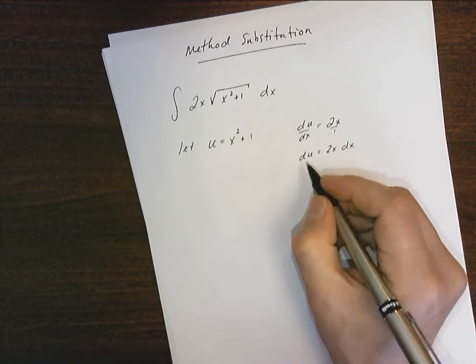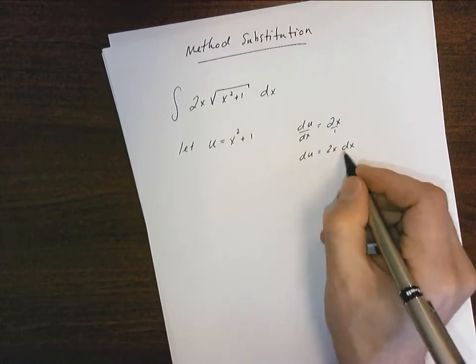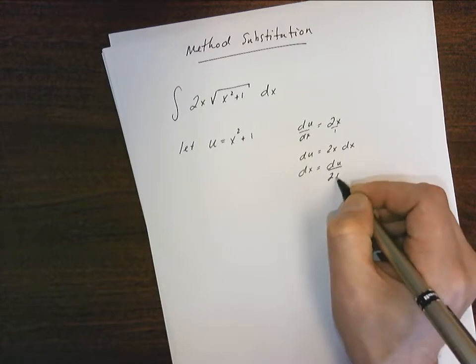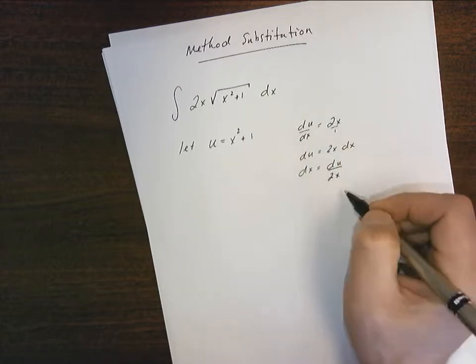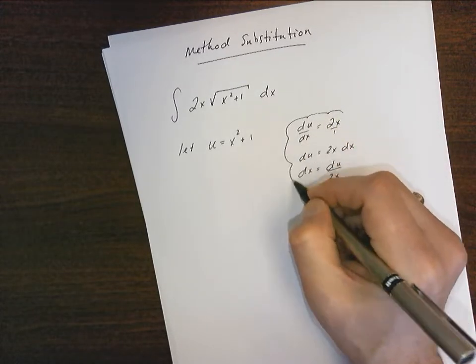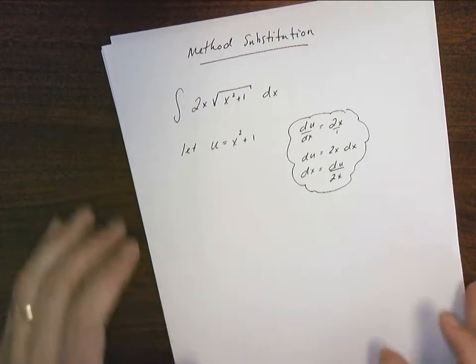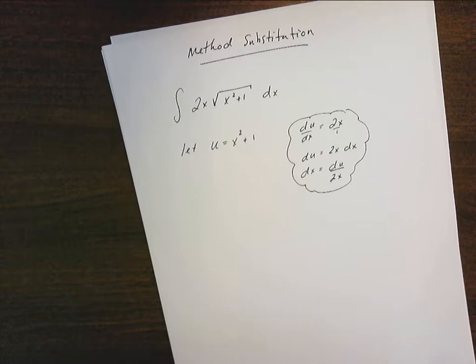The other way I could think about it is rearranging this whole thing. It could be dx equals du over 2x. And again, sort of abusing notation, but certainly a way that we're going to look at for these types of questions. So now, looking at what I've got here, here's the plan.